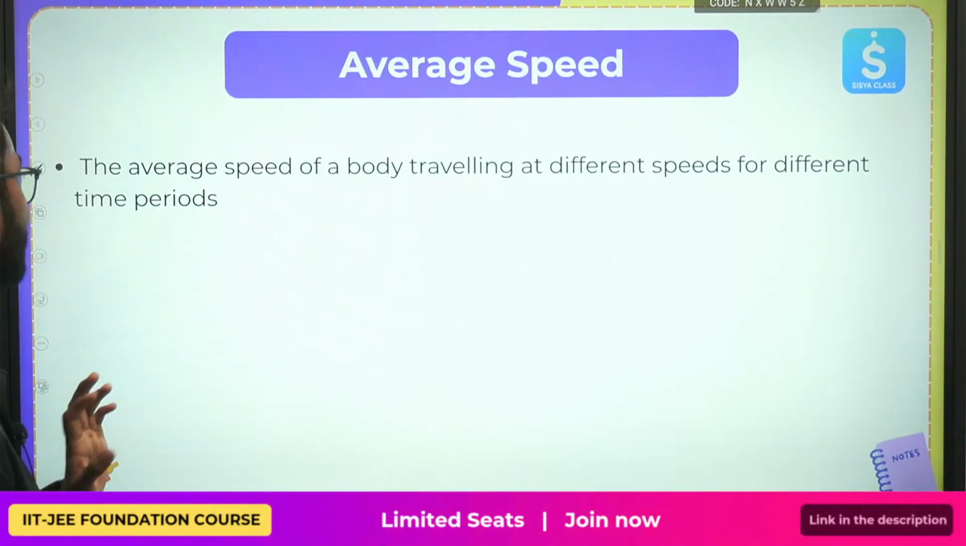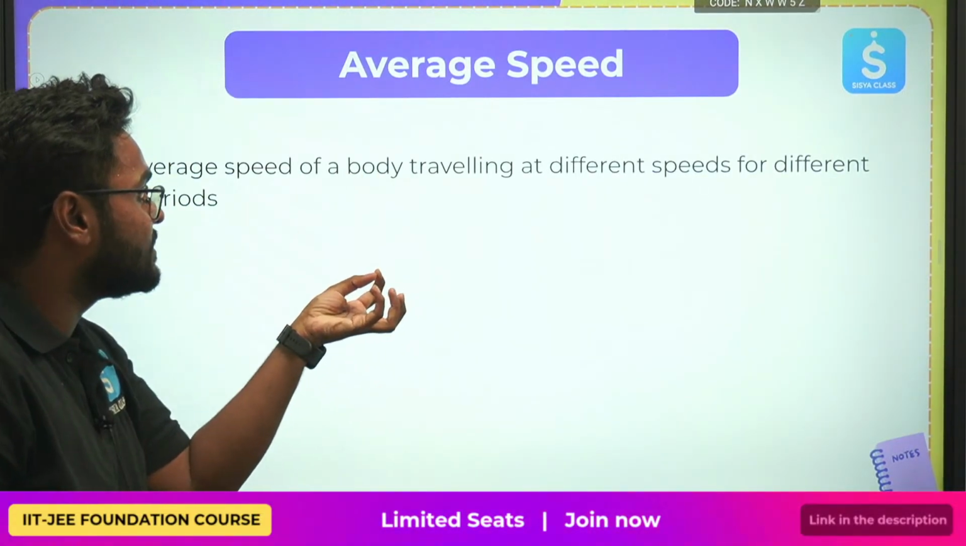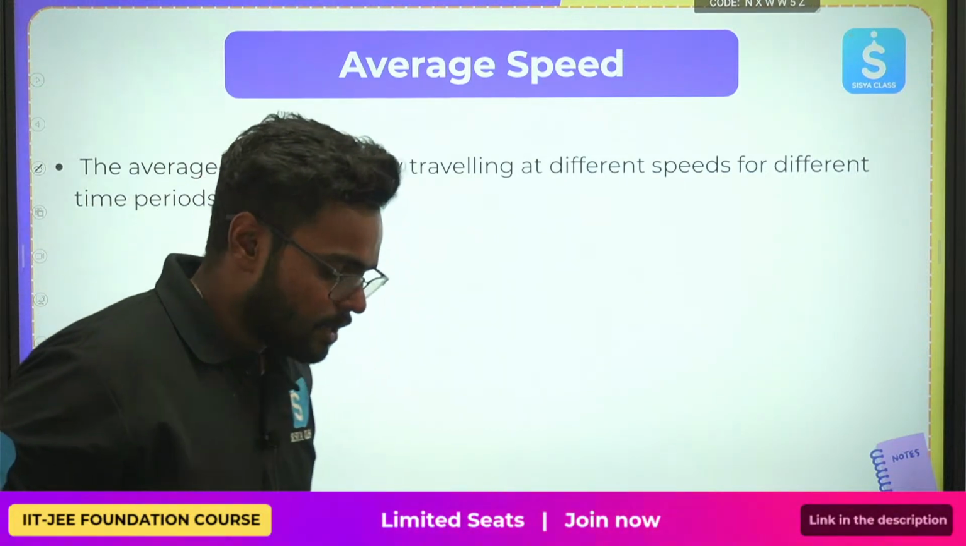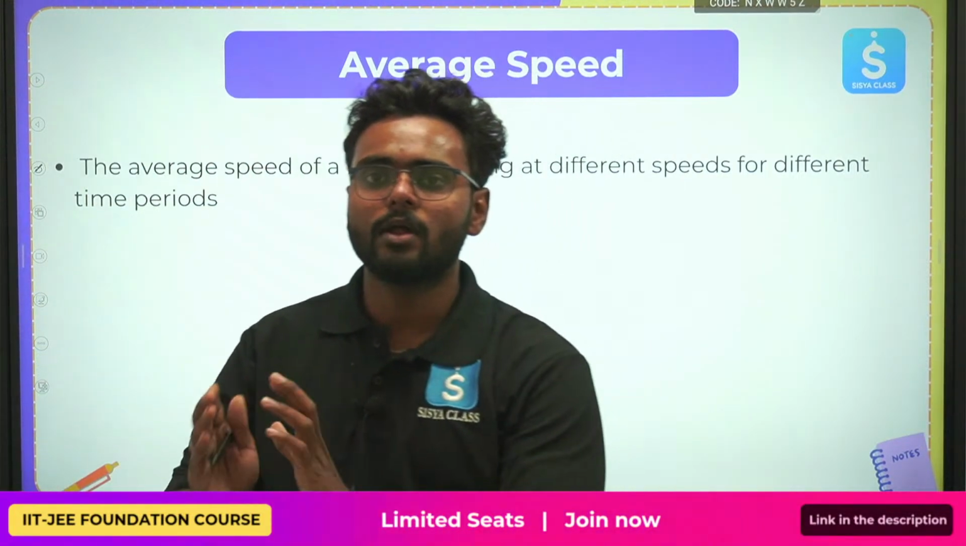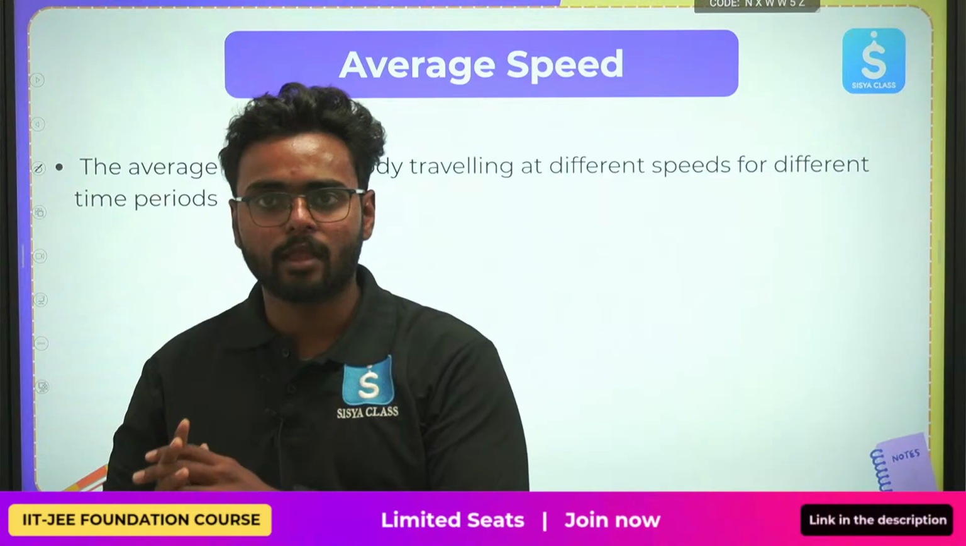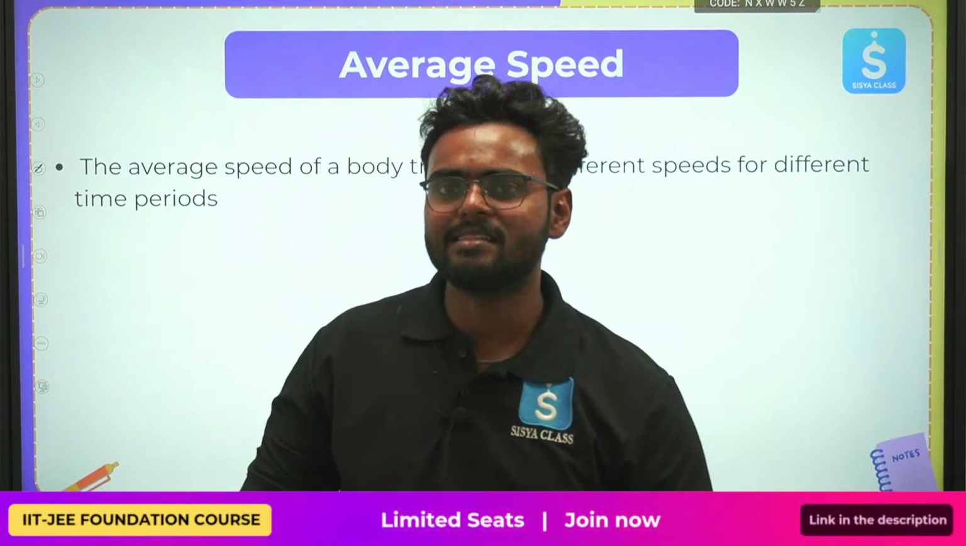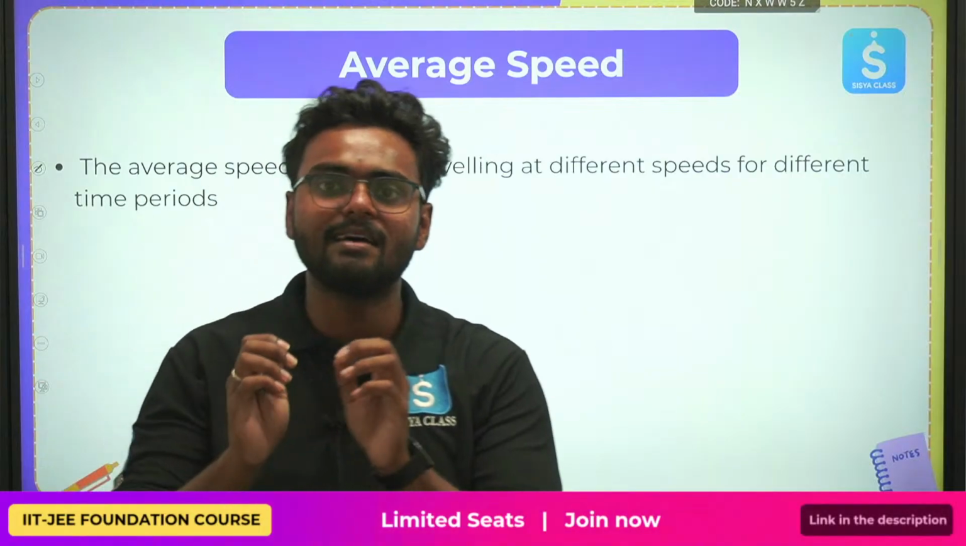Now average speed: the average speed of a body traveling at different speeds for different time periods. See, you are traveling from one point to another point. You're walking or running from point A to point B. Now it is highly unlikely that you will cover the distance at the same speed.